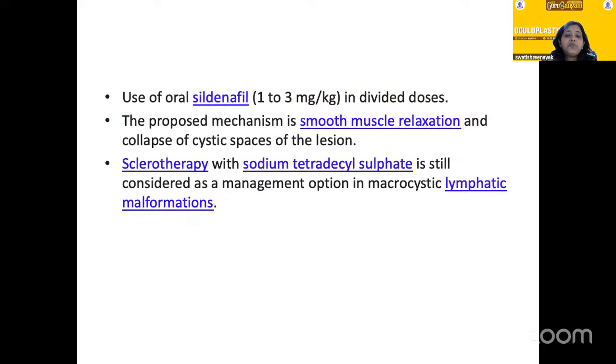Some methods have used oral sildenafil. So the proposed mechanism is that it causes smooth muscle relaxation. So sclerotherapy with sodium tetradecyl sulfate is still considered as a management option.